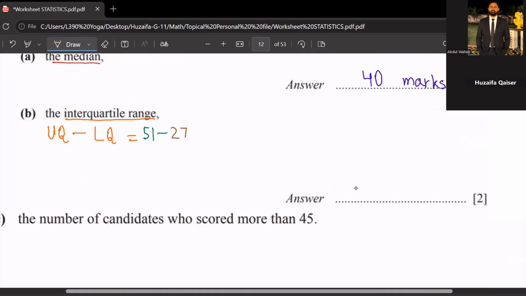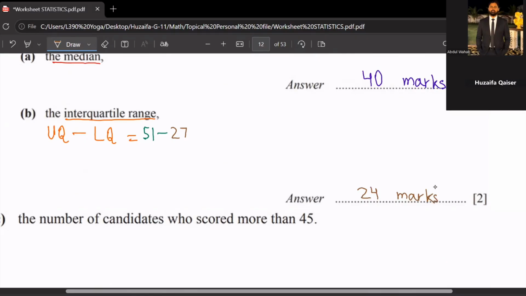It's 24. Is that okay? Any problem? Yes, it's okay. No problem. 24 marks. Now, focus on the last part.